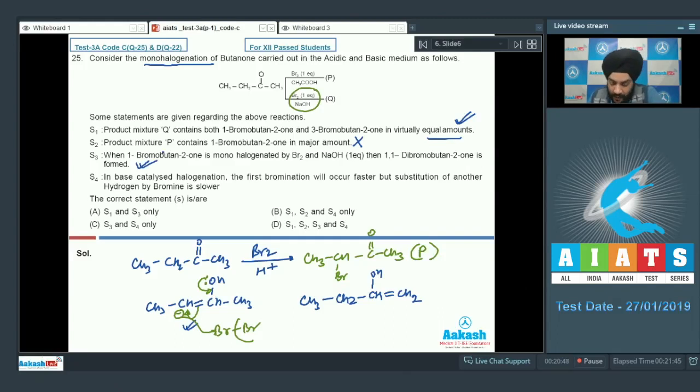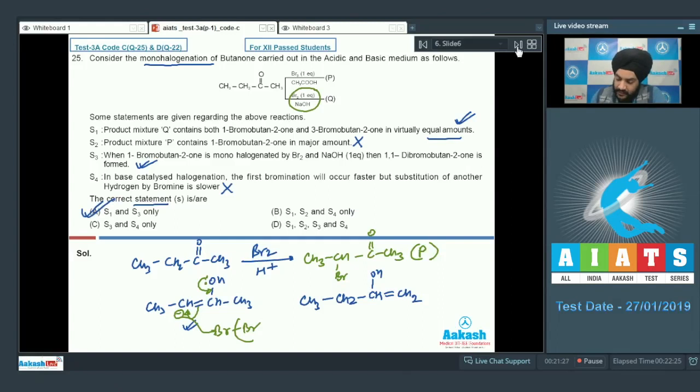Let us look at statement 4 now. In base catalyzed halogenation, the first bromination will occur faster, but substitution of another hydrogen by bromine is slower. This statement is incorrect, students. We had seen that the carbanion will be more readily formed in the second halogenation because of the presence of the Br group, which exerts a minus I effect on the carbanion. So we have seen that statement 1 and statement 3 are correct. The examiner seems to be interested in the correct statements, so we have to select option A as the correct answer to this question.